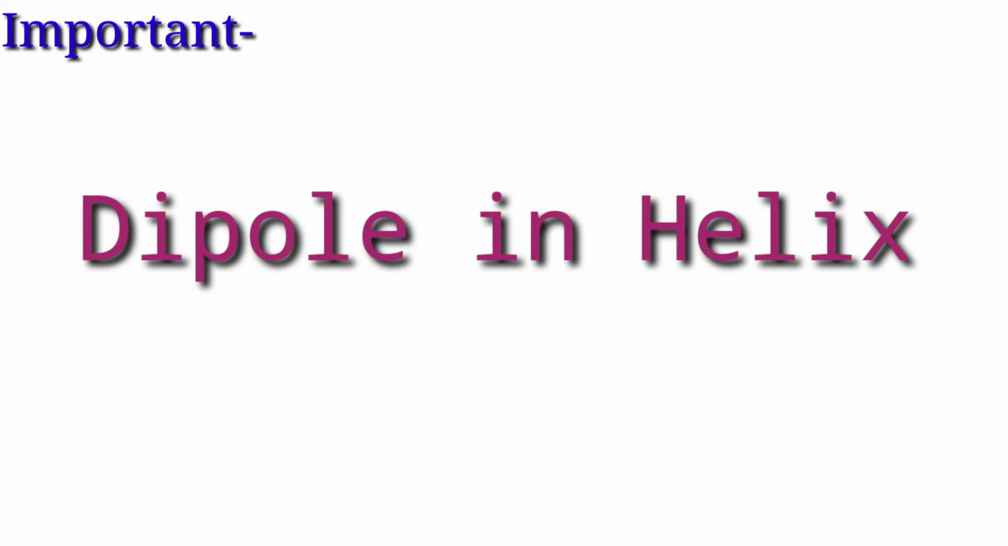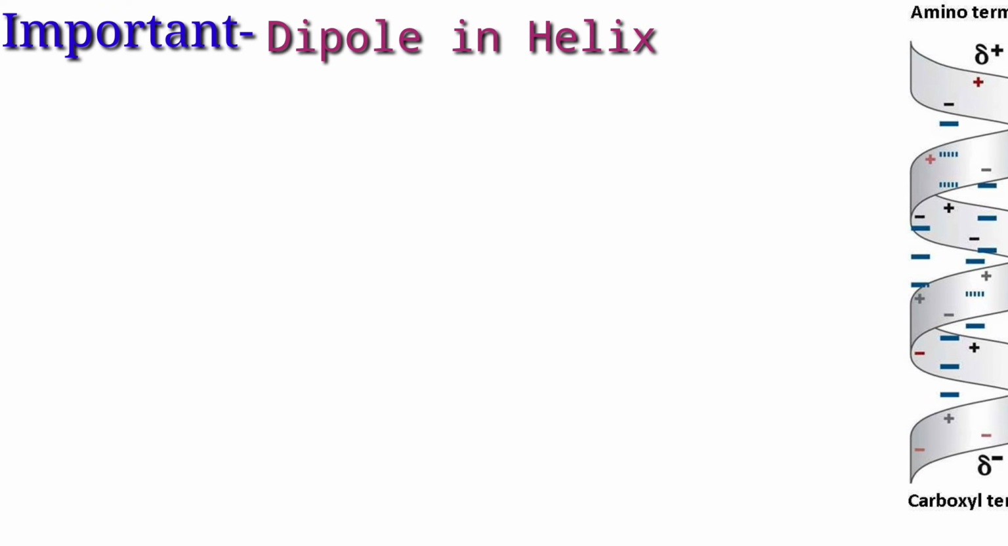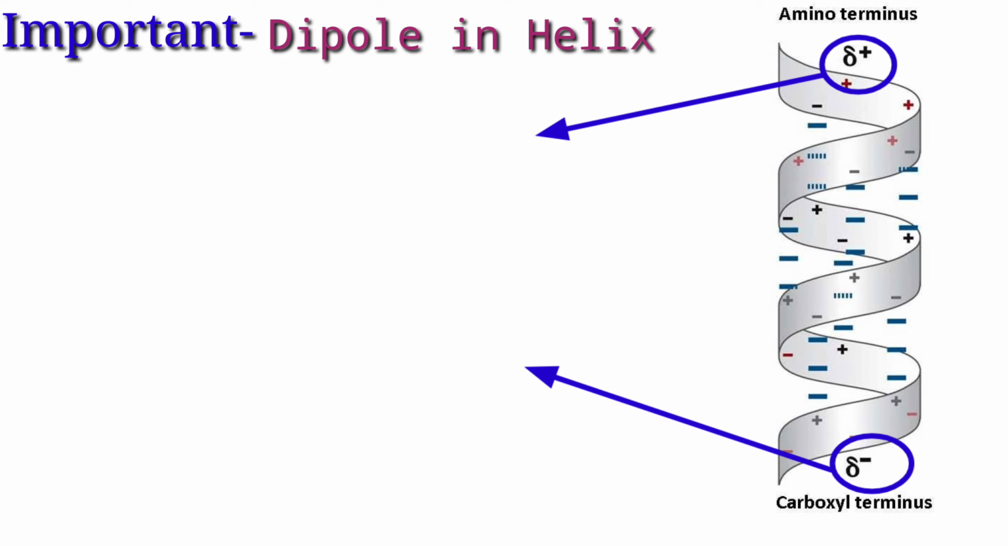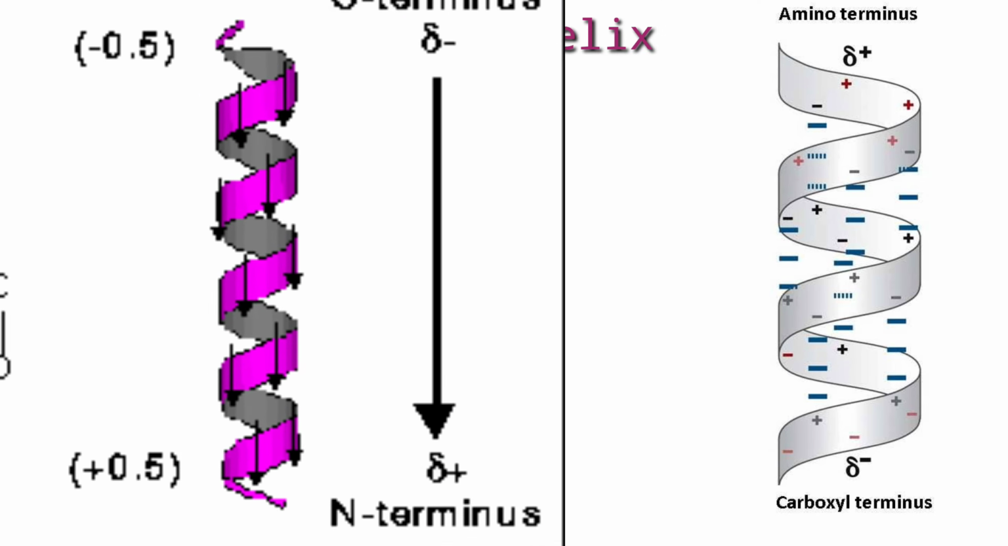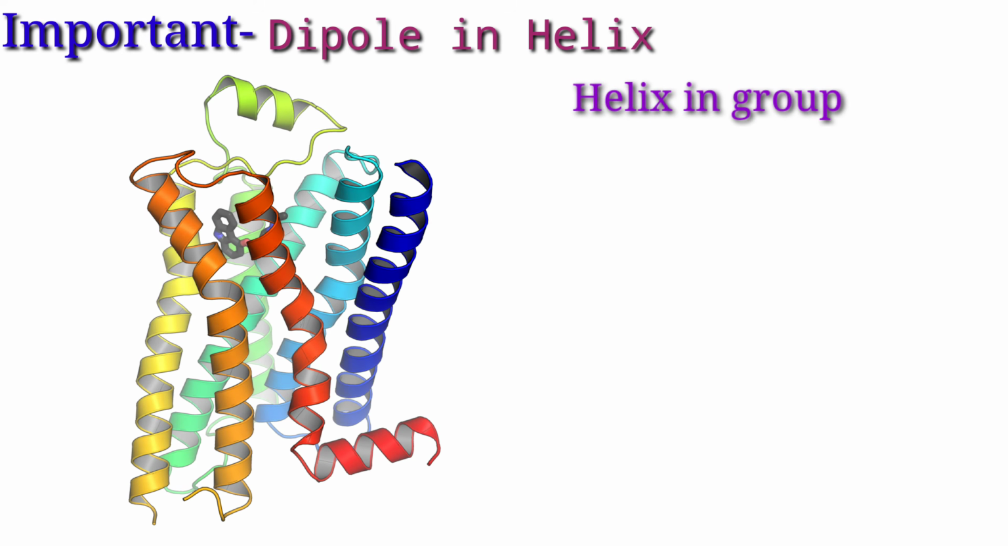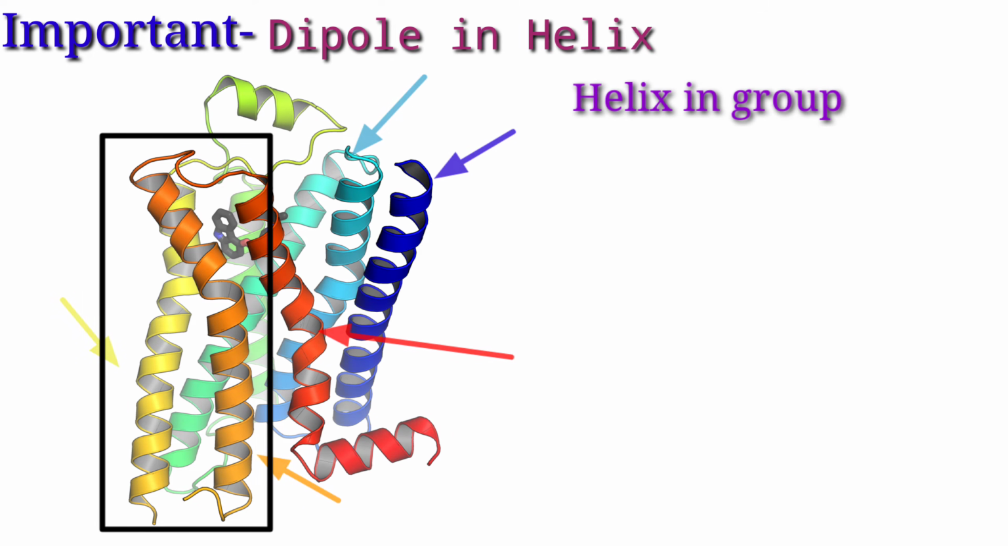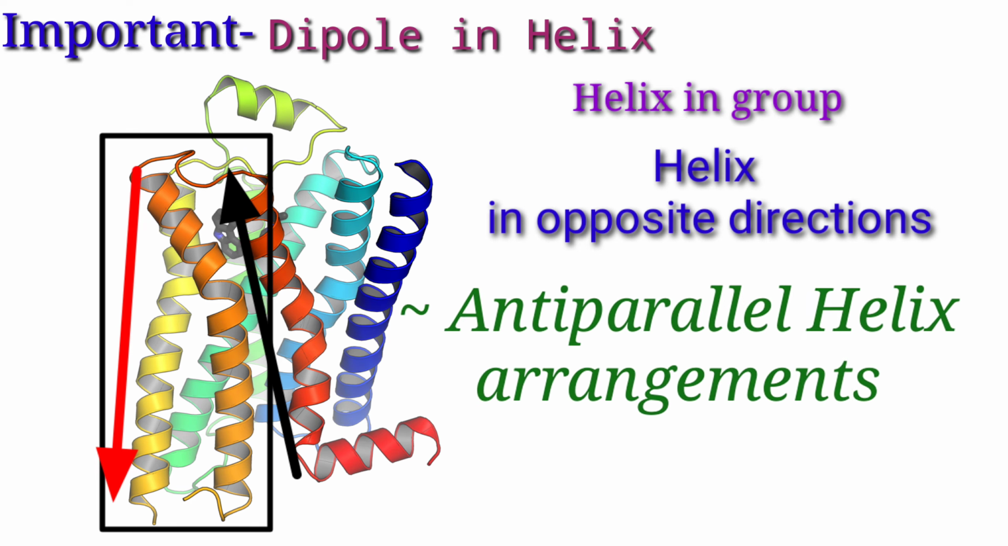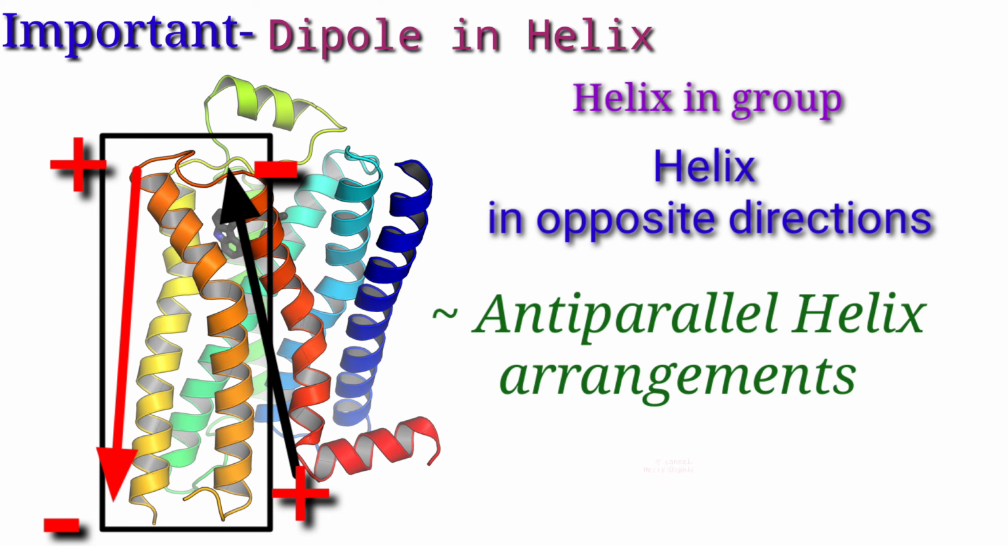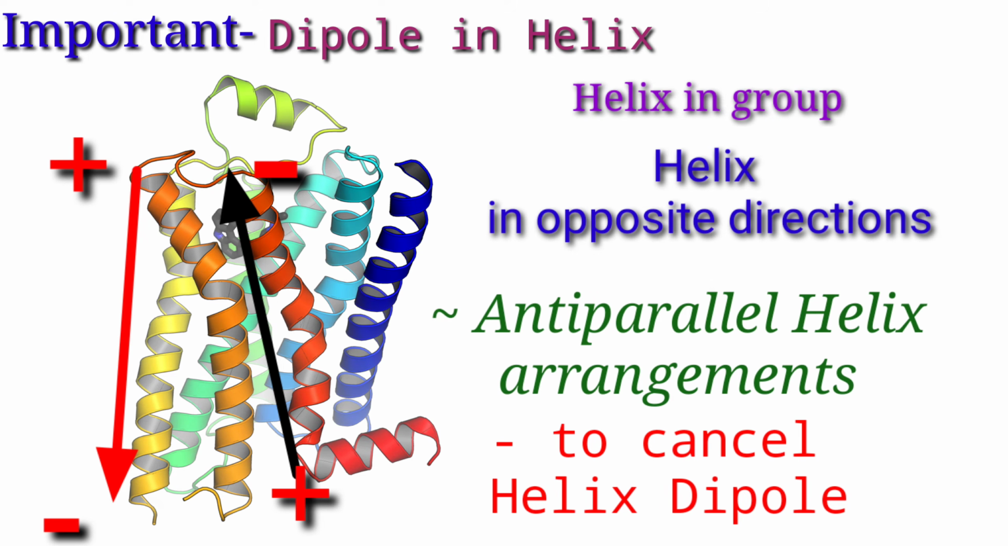One important point I would like to add here is the dipole in a helix. What is the dipole in a helix? The partial charges on the amino group and oxygen atom will create a dipole in a helix. So when two helixes are next to each other, they will always be in opposite directions, or we can say anti-parallel to each other. To cancel out the dipole in the helix, they have to remain in this position. They cannot remain in the same direction. So this is informative for you.